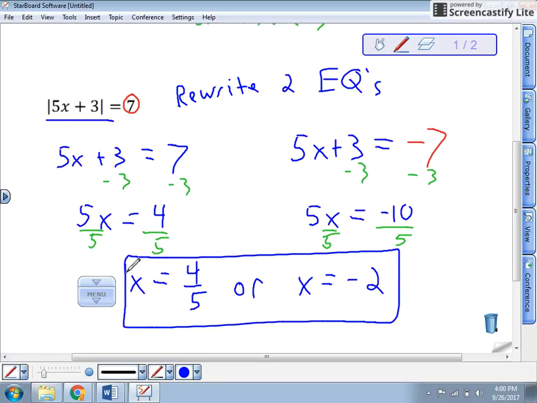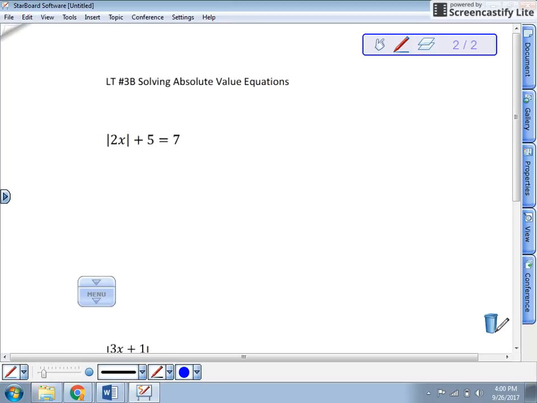Okay, let's take a look at a couple more examples. In this example, you can see that the absolute value sign is not isolated. We have this plus 5 here that we don't want. So before we can rewrite our two equations, we've got to get the absolute value symbol by itself. So the first thing I need to do is subtract that 5. Subtract 5. So when I rewrite that now, I'm going to have absolute value of 2x equals 7 minus 5, which is 2. Now that I have the absolute value symbol isolated, there's nothing else on that side of the equation, I can rewrite my two equations. So here they are.